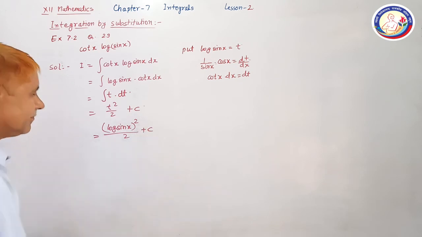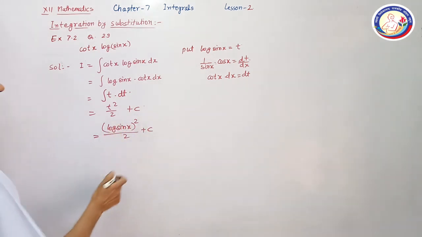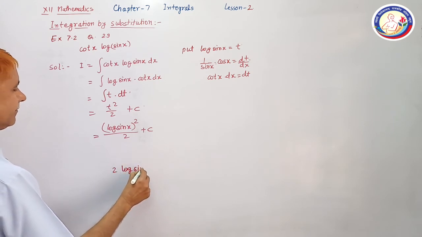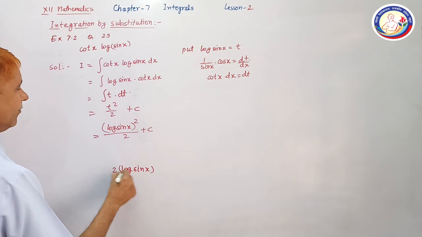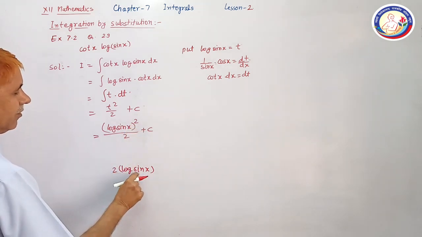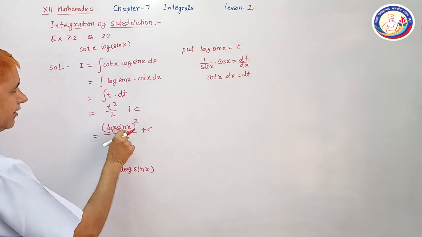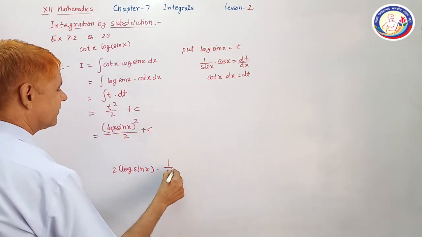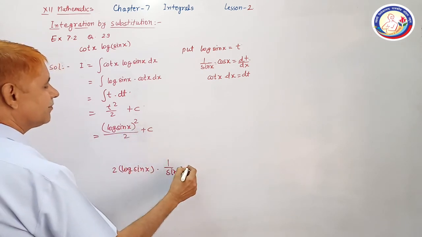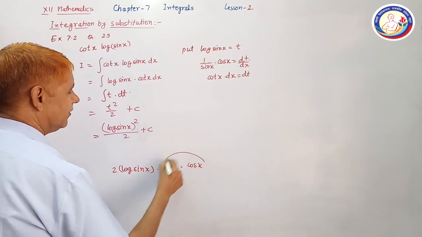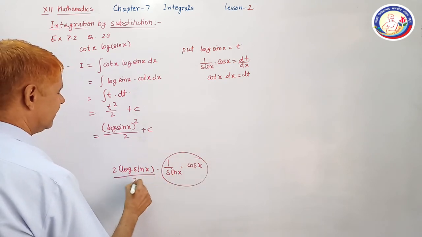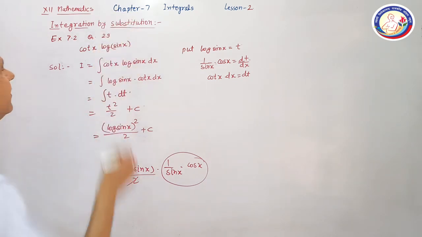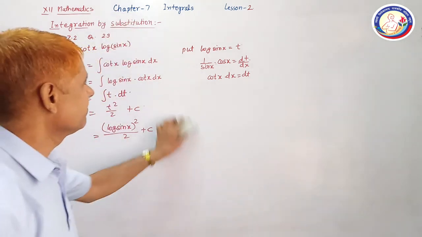plus c. Check the answer, differentiate this with respect to x. So twice of log sin x for power 2, twice of log of sin x to the power 1. Again differentiate log of sin x with respect to sin x, we shall get 1 upon sin x, and then sin x with respect to x, this is cos x. So it is cot x, and 2 cancels 2 here. So this is nothing else but the integrand. So our answer is correct here.